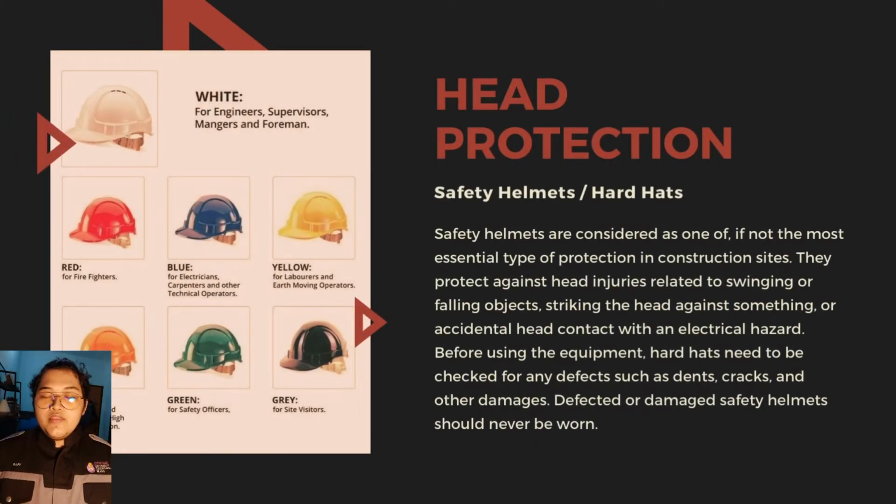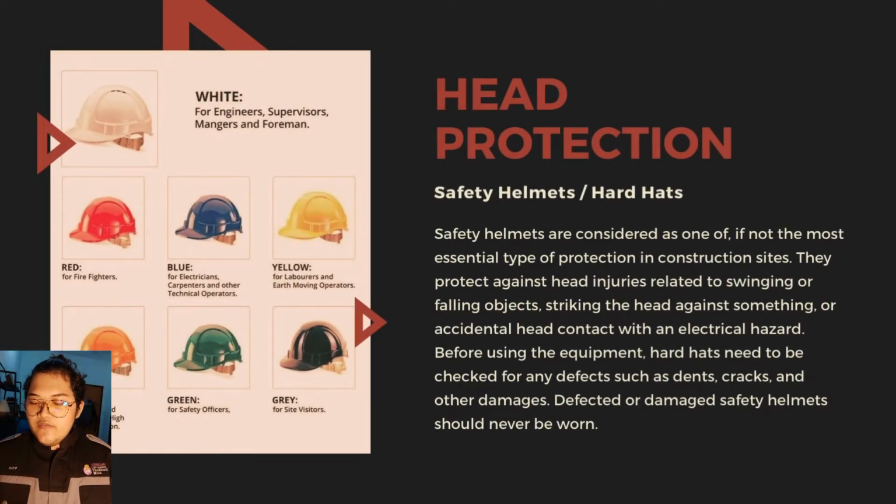Head protection is known to be one of the most common PPE that is used in construction sites. Safety helmets are considered as one of, if not the most essential type of protection in construction sites. They protect against head injuries related to swinging or falling objects, striking the head against something, or accidental head contact with an electric hazard. Before using the equipment, hard hats need to be checked for any defects, such as dents, cracks, and other damages. Defected or damaged safety helmets should never be worn.